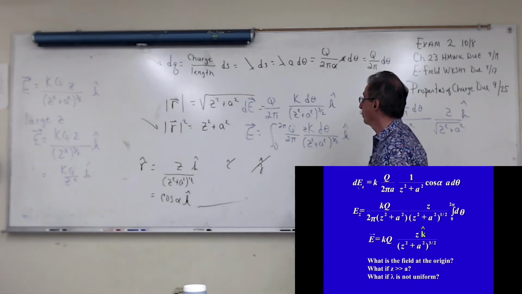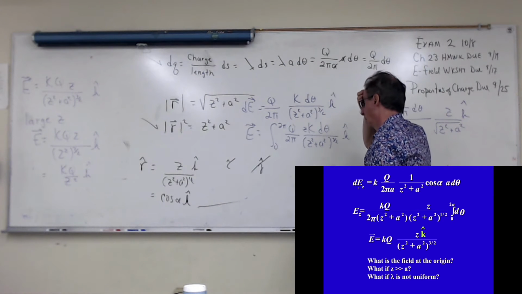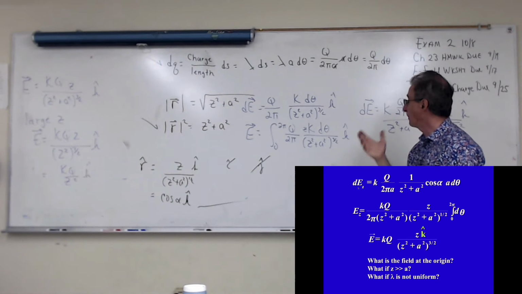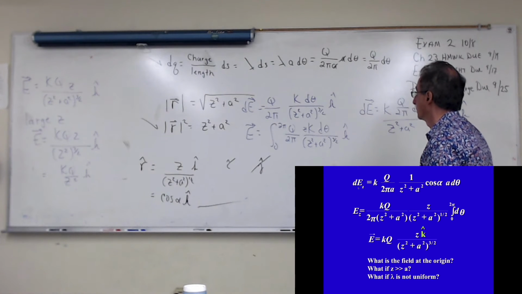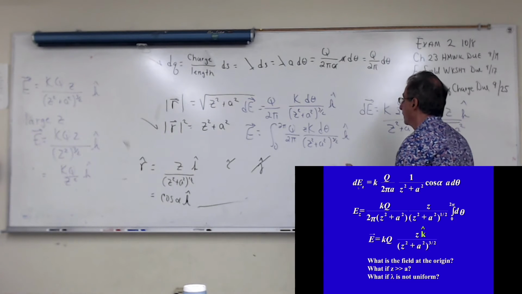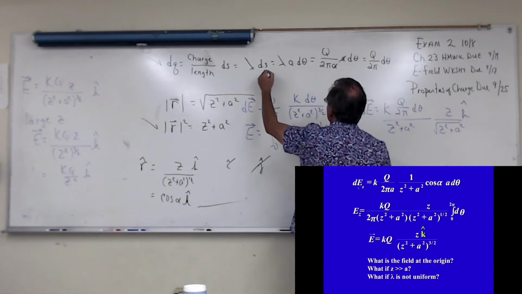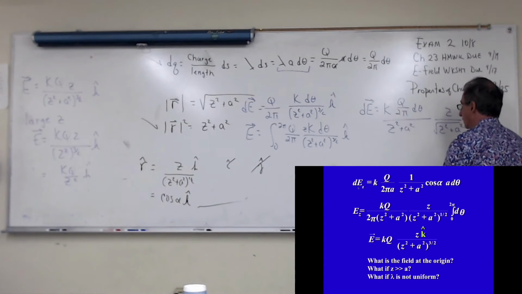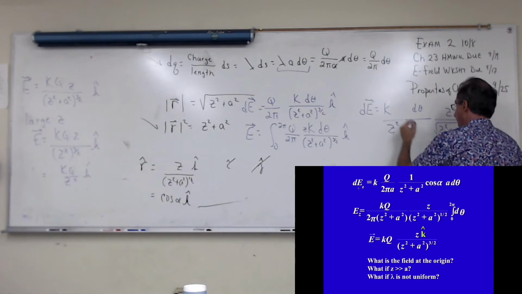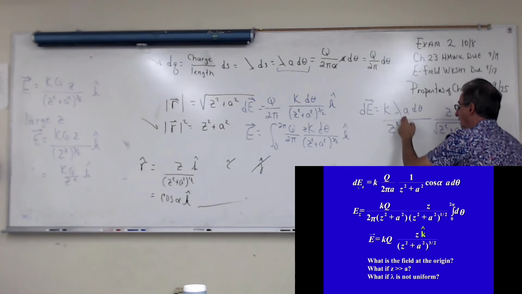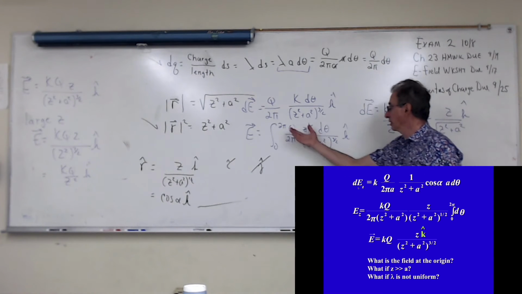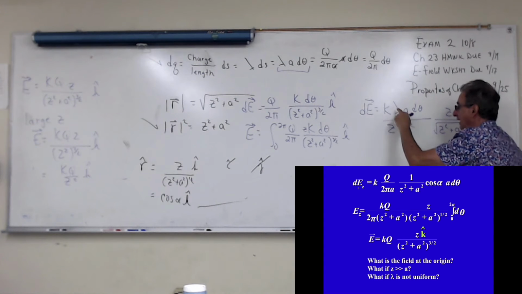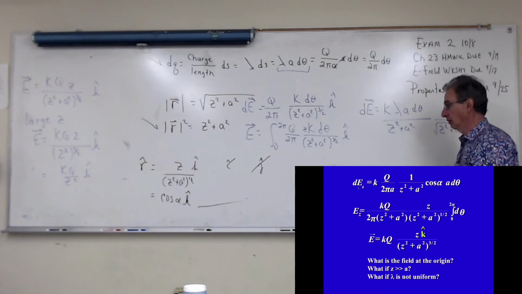Now, the next question is, what if my lambda was not uniform? What if my lambda depended on theta, for example? Well, if my lambda depended on theta, then my integral would look like this. I would write this inside my integral. Then the lambda, I could not pull out of the integral. See, the charge density was uniform, so I can actually pull this out of the integral. But if this depends on theta, I can't do that. This becomes part of the theta integral.